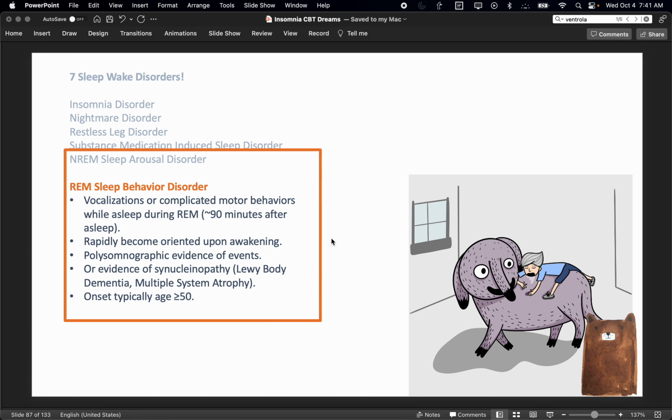REM sleep behavior disorder is whenever you start to have complicated motor behaviors or vocalizations while you're asleep during REM. So it's not right when you fall asleep, but usually much later, an hour and a half, 2-3 hours after you go to sleep. When you wake up a person who's doing these things, like walking around in their sleep, sex behavior, sleep eating behavior, then they quickly wake up, they see what's going on, they understand what's going on, and they might just be embarrassed.